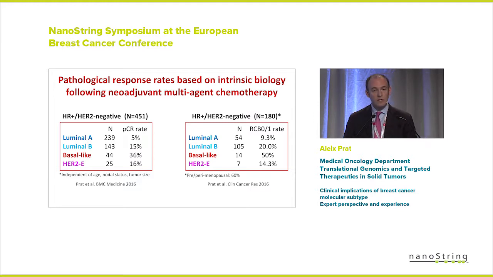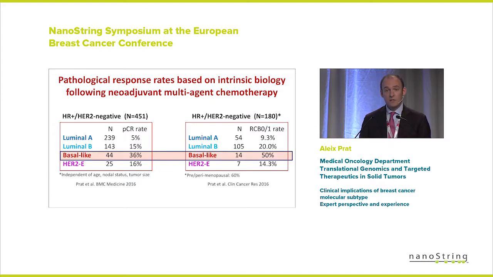And as you can see, the luminal As show the lowest response on the left, a 5% PCR rate, followed by the luminal Bs, and the basal-likes 36%, and the HER2 enriched 16%. And pretty much you see the same in the other study. So I do believe even within hormone receptor positive, HER2 negative disease, identifying the basal-likes, for example, is definitely a group that needs chemotherapy.